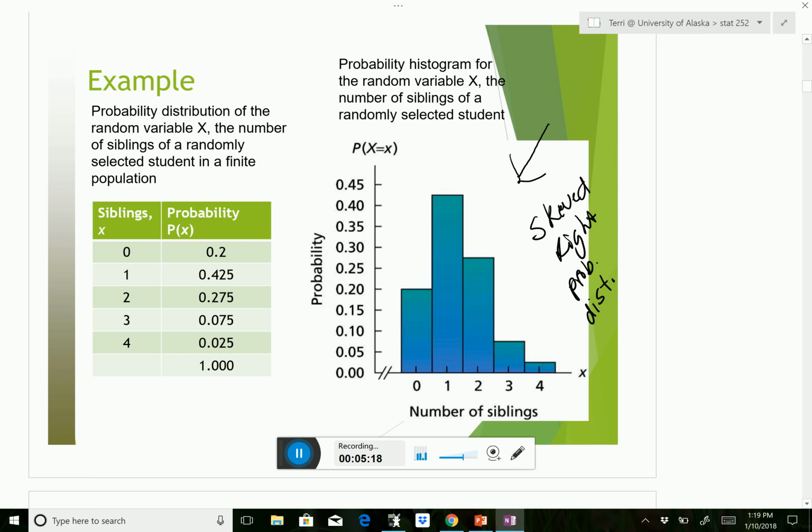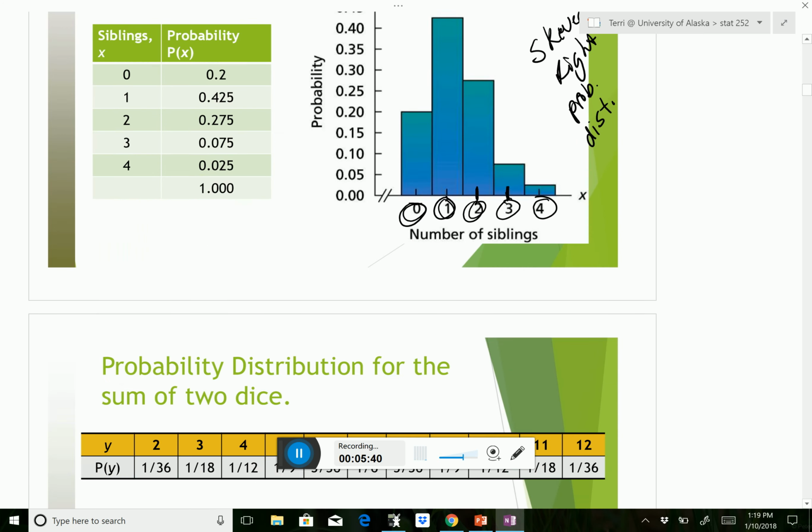So we have a skewed right probability distribution, and we can easily make this. You'll note that this is in the center of each bar because we're looking at something that is discrete and easily counted. And we have single value grouping, which is normally how we do probability histograms.